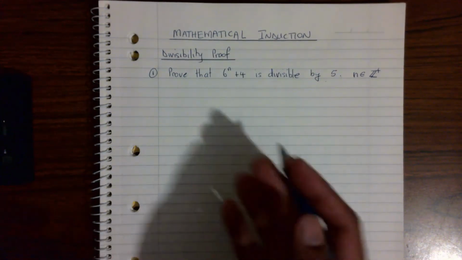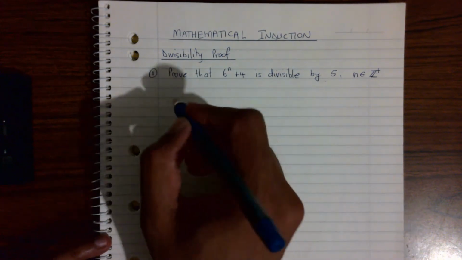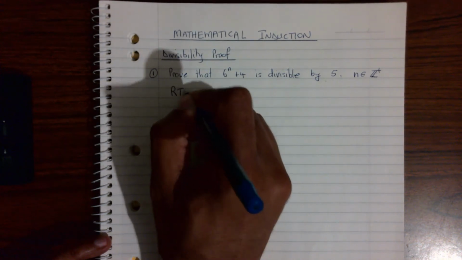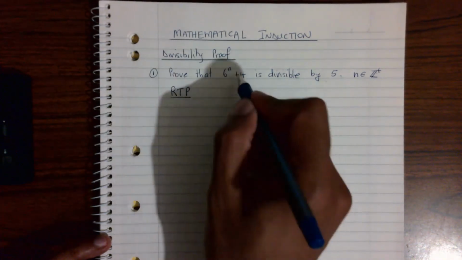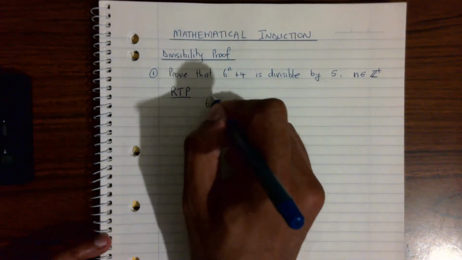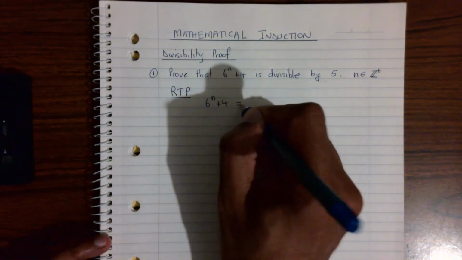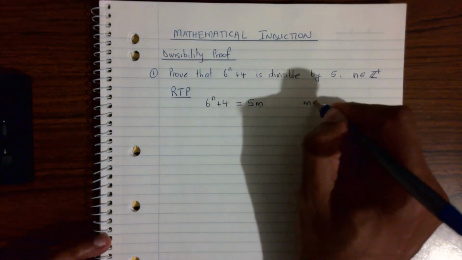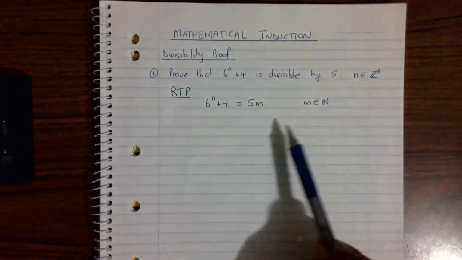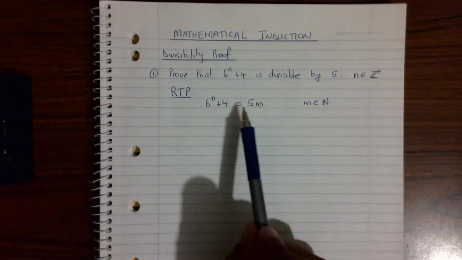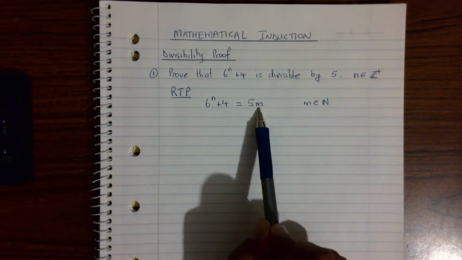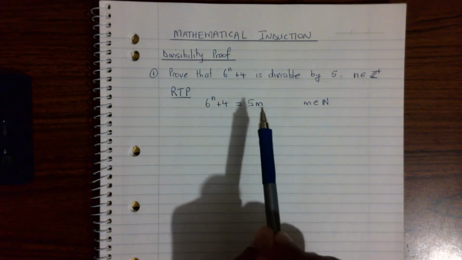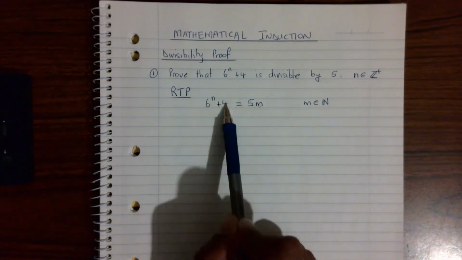So what we do, and there are many ways of doing this, but one of the methods is, I normally go, what am I required to prove? I rewrite this proposition that 6 to the power n plus 4 is equal to 5m, where m is an element of, let's say, natural numbers. So m is just another number, and therefore what this means is 5 times m. So this thing here is a multiple of 5. So 5 times a number will give me this. That's what I'm trying to prove.